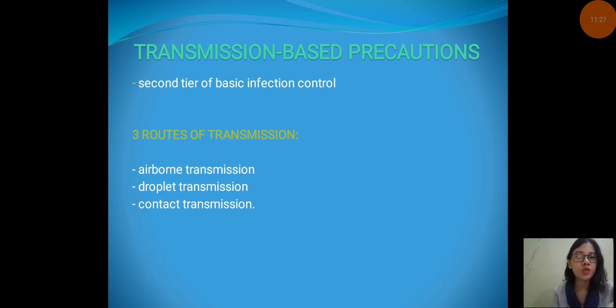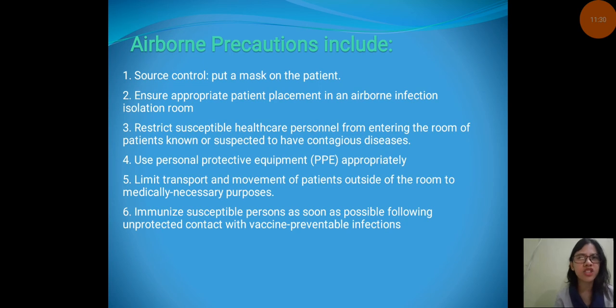So, for the first one, airborne precautions. These are used for patients known or suspected to be infected with pathogens transmitted by the airborne route. Examples of these are tuberculosis, measles, chickenpox, and the like. And the airborne precautions include six. First is the source control. You must put a mask on the patient.